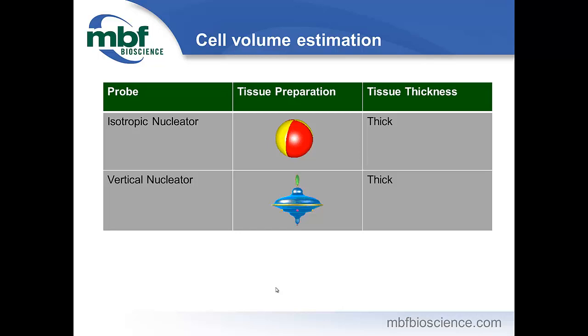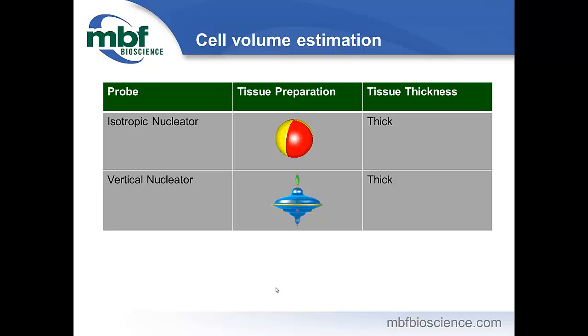But this is probably the least forgiving of the probes because we need to use isotropic sections or vertical sections, and we need to use thick sections. And all of this is relevant because it depends on the population of the objects that you're trying to estimate. So if you don't know if they are isotropic, then you have to take pains to ensure that you achieve sampling isotropy with the probe and with the tissue preparation.